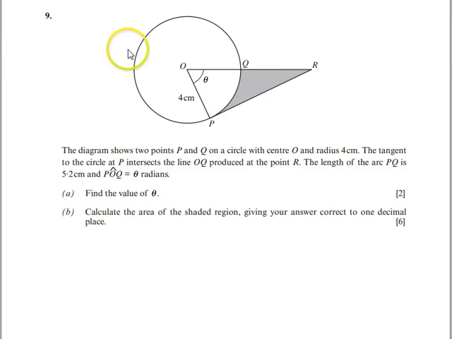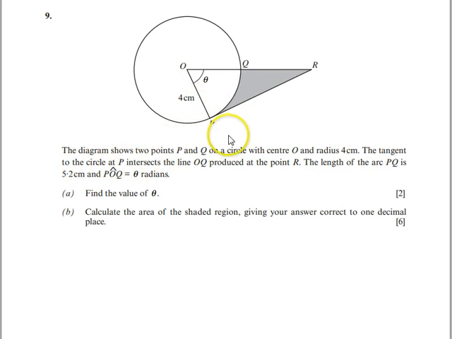Okie dokie guys, let's have a look at the last question then on the C2 paper, question 9. There's parts A and B. We've got this picture here which puts most of the information in. It says we've got a circle. The diagram shows 2 points P and Q. There's P and Q on the circle. Center is O. Radius is 4 centimeters.